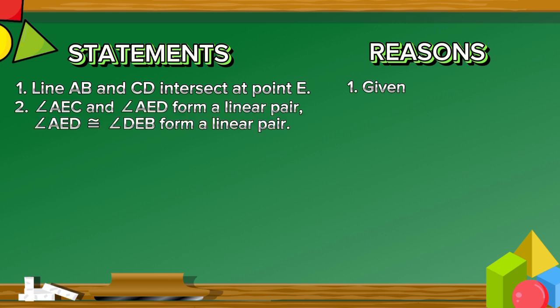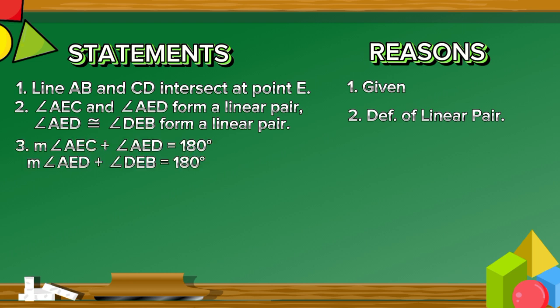The second step is to identify the linear pairs. Angle AEC and angle AED, along with angle AED and angle DEB, are adjacent, and their non-common sides form a straight line, based on the definition of linear pair. The third statement is to apply the linear pair postulate. Since angle AEC and angle AED form a linear pair, their measures add up to 180 degrees. The same goes for angle AED and angle DEB.